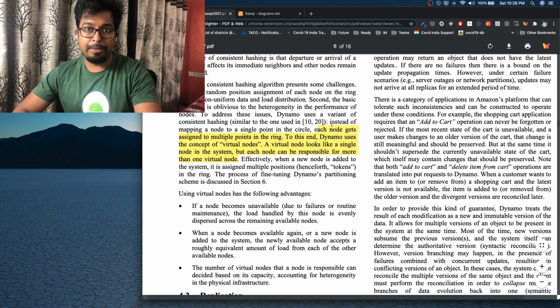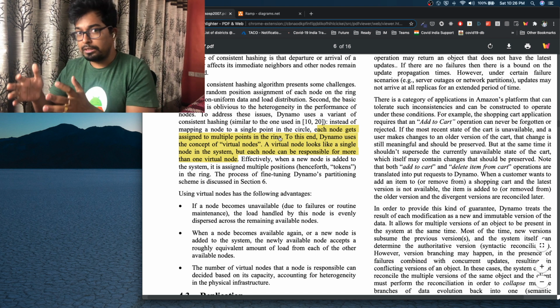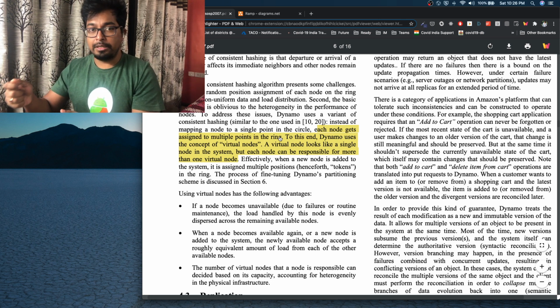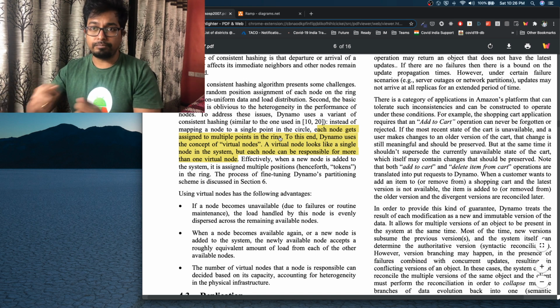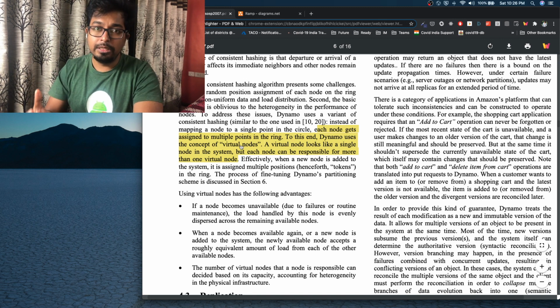Instead of mapping a node to a single point in the circle, each node gets assigned to multiple points in the ring. So think about it, D1, which is the machine, is not only responsible for the 0 to 250 key space, it is responsible for maybe 300 to 350, 400 to 450, and all of that. So each node gets assigned to multiple points in the ring. To this end, Dynamo uses this concept of virtual nodes. These nodes are not actually real machines. These nodes map to the same machine.